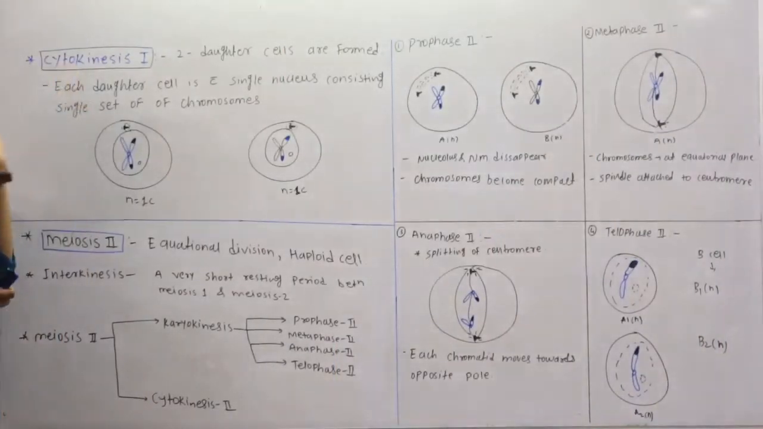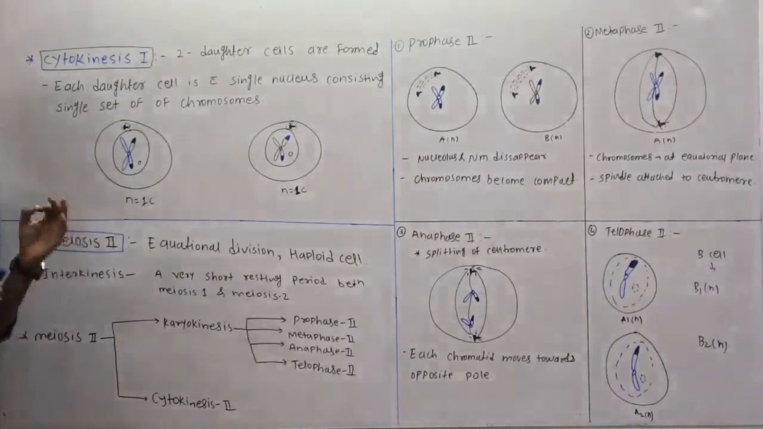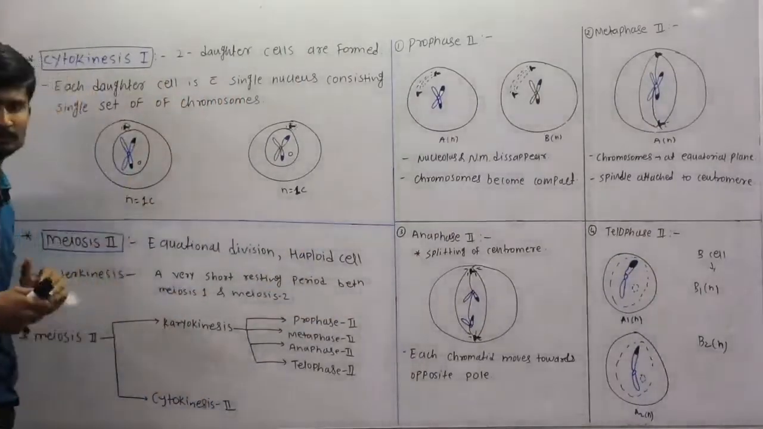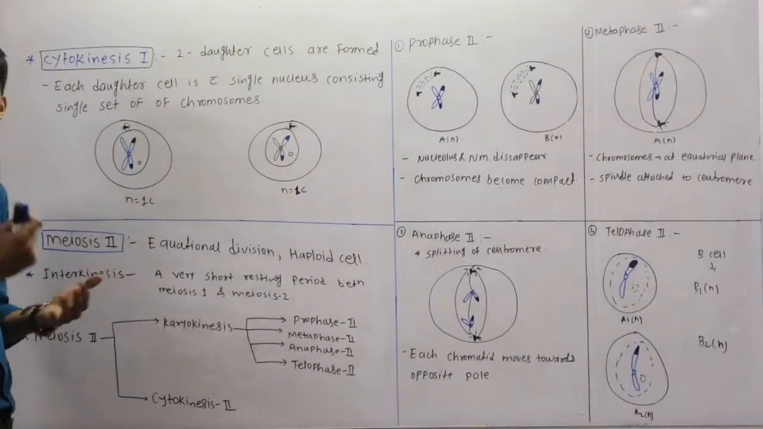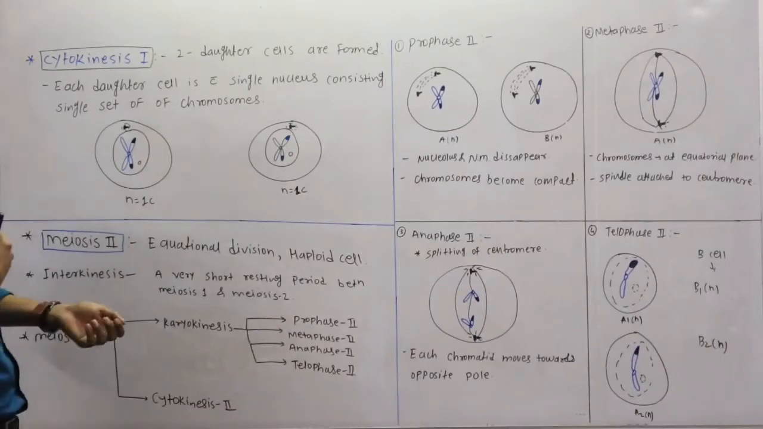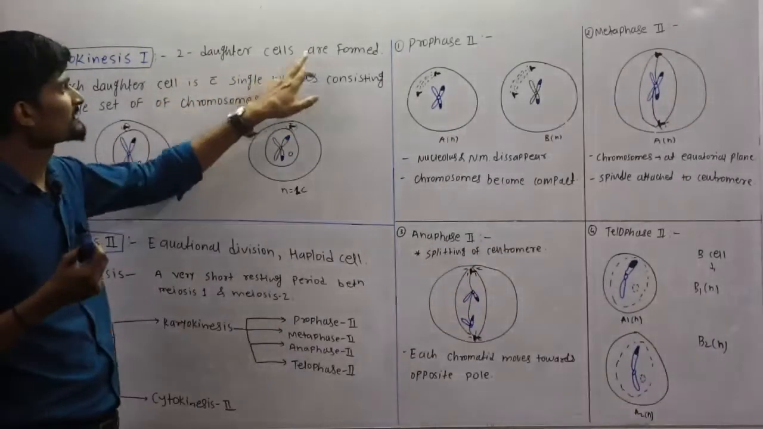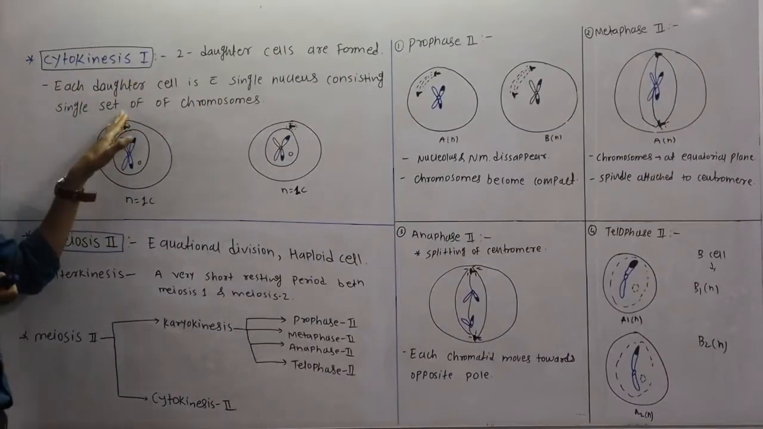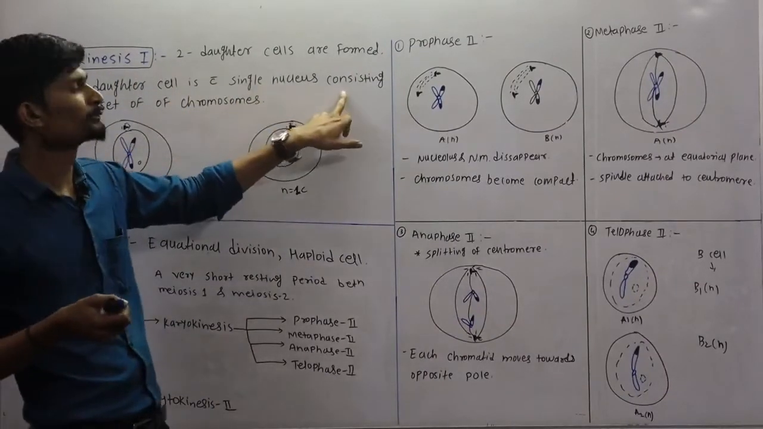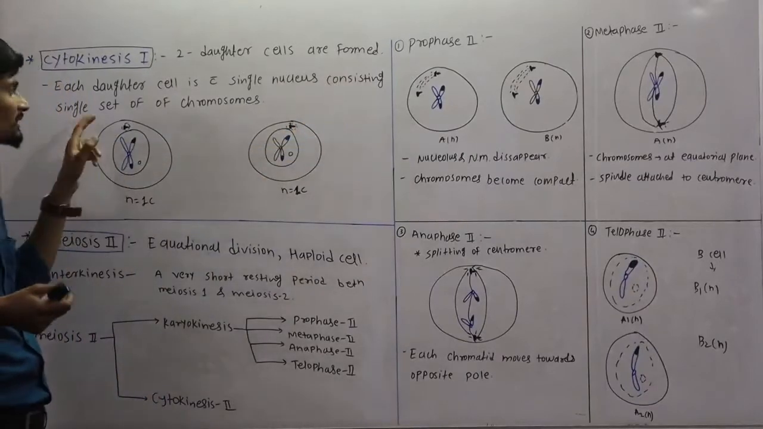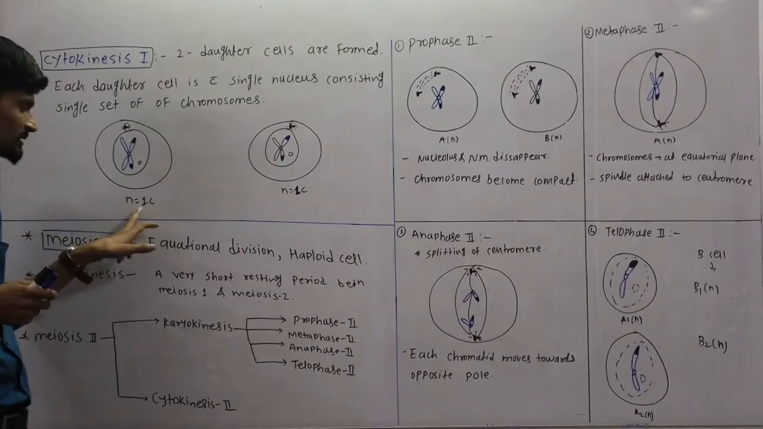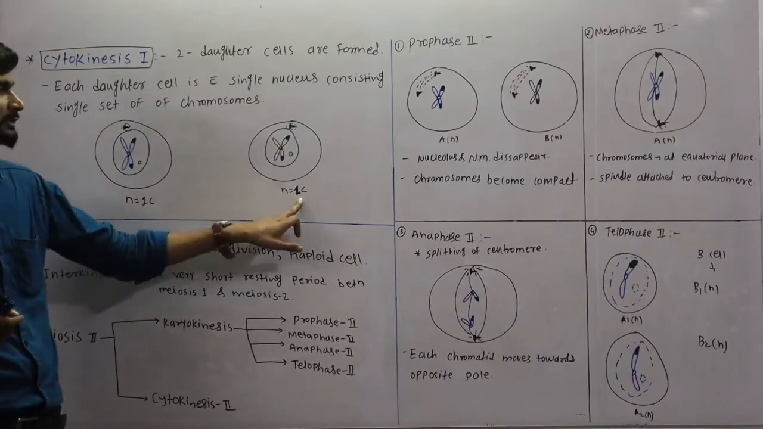Next one is cytokinesis. First, we have completed the karyokinesis of meiosis first. Now the cytokinesis. So what happened in cytokinesis? There is a division of cytoplasm simply. So two daughter cells are formed, and each daughter cell has a single nucleus and a single set of chromosomes, meaning now these are haploid. So n is equal to 1c and here n is equal to 1c.